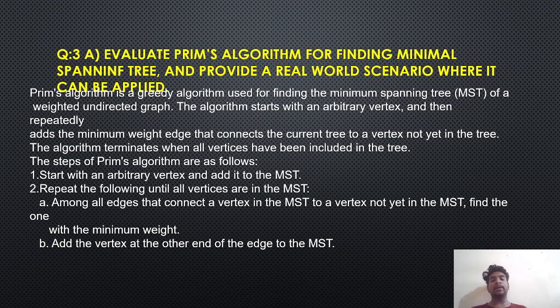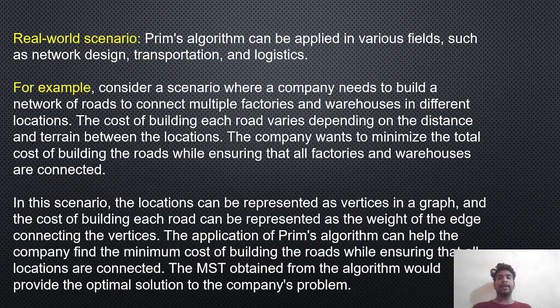The steps of Prim's algorithm are as follows. First of all, we start with an arbitrary vertex and add it to the MST, the minimum spanning tree. Now repeat the following until all vertices are in the minimum spanning tree. Among all the edges connecting a vertex in the minimum spanning tree to a vertex not yet in the minimum spanning tree, find the one with the minimum weight, and at last add the vertex at the other end of the edge to the minimum spanning tree.